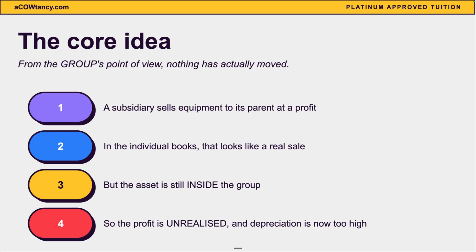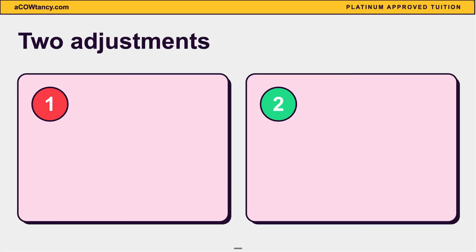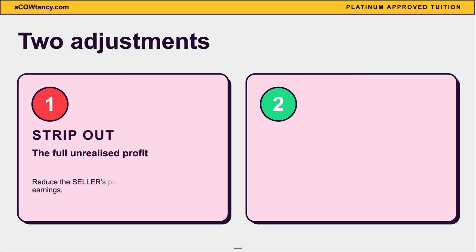And then the second part is that the depreciation is now too high. Because it was sold at a higher amount, the asset is now being depreciated by the buying company at a higher amount. It'll make more sense as we do numbers. So two adjustments: strip out the full unrealised profit in the seller's company, so in the seller's retained earnings if we're doing an SFP. Reduce the seller's post-acquisition retained earnings by the unrealised profit.